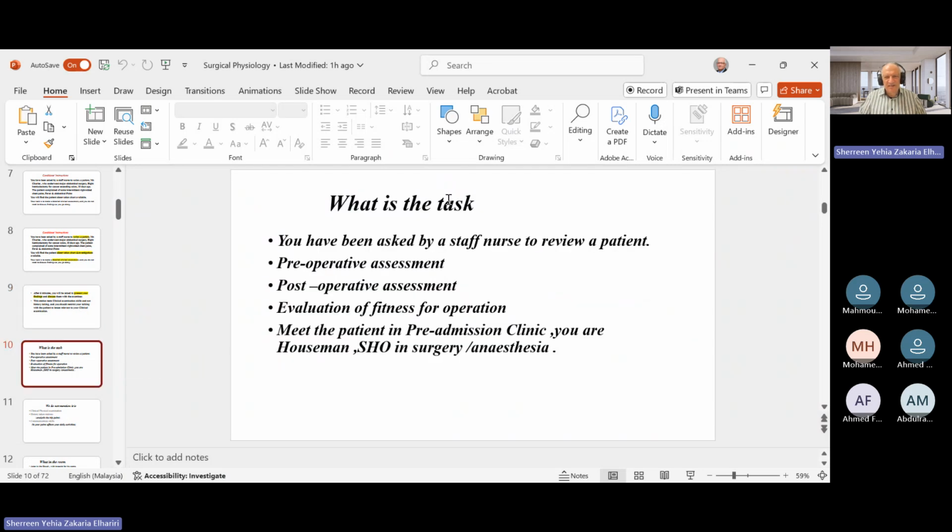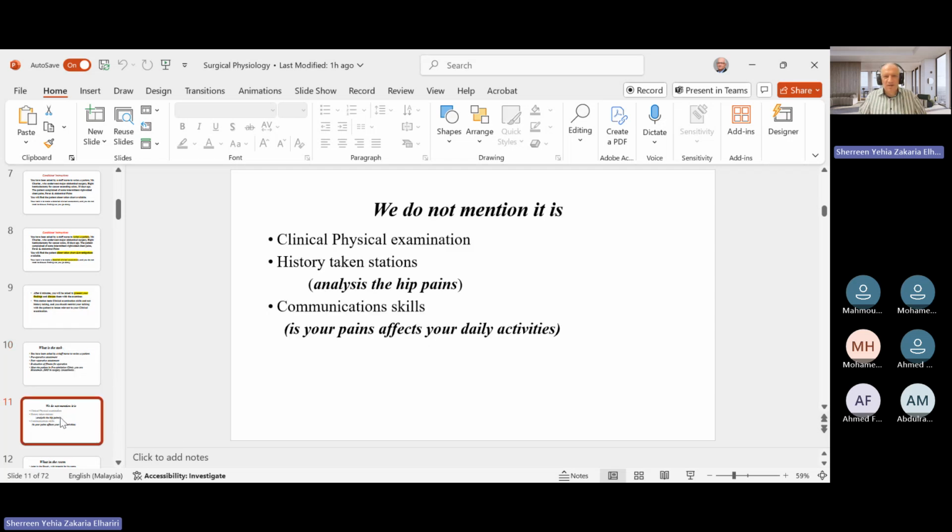So again, your task is you are asked by the staff nurse to review the patient. Usually it is something like an evaluation of the patient. It is not a clinical physical examination, although you will examine the chest. It is not history taking, although you need to ask the patient some questions, but don't analyze if the patient has pain, no need. Communication skills, no.